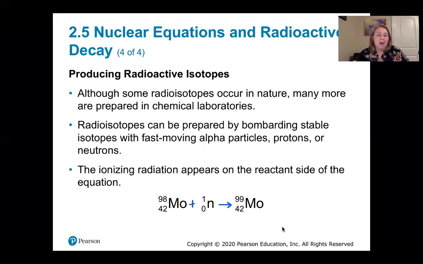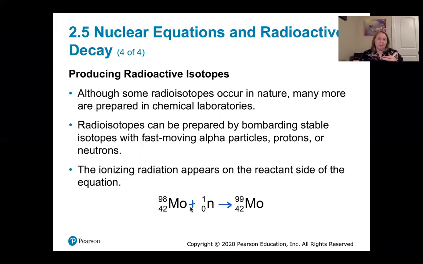So although we do find some in nature, some of these radioactive isotopes, most of them are made in the lab. And so most of them are made by bombarding relatively stable isotopes with either alpha particles, protons, or neutrons. So here's an example of radiating an element with a neutron. And this is something that's really common in order to produce what you want.